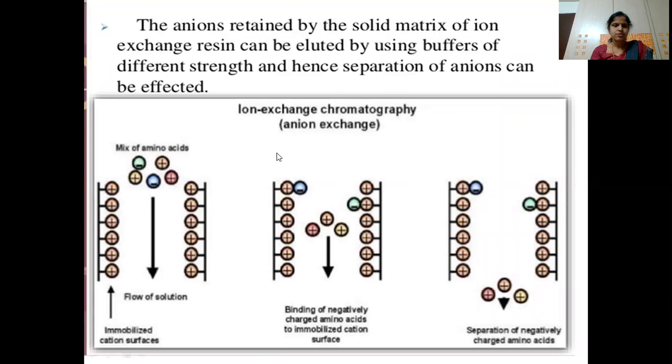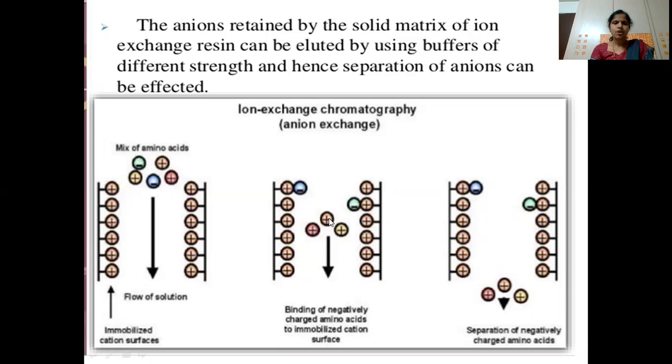Now again in this case you can see the sample having positive and negative ions. This is the flow of the solution. This is the immobilized cation surface, that is the resin surface. All the negative ions will go and bind to the oppositely charged, that is the positive ion. In the next diagram you can see all the negative ions are being bonded to the positive ions, and whatever positive ions are there will not bind because they have the same charge, so they will get repelled, and these positive ions will be eluted out first.